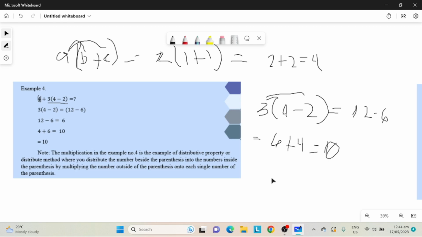So, in this example number 4, just like I said earlier, you need to distribute the number outside the parentheses into the numbers inside the parentheses by multiplying the outside number into the numbers inside. So multiplying each. Okay, take note, always multiply each of them before you do the set operation inside the parentheses. And that's all for example number 4.